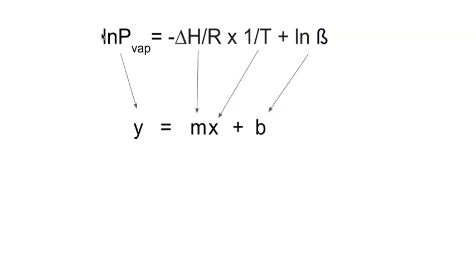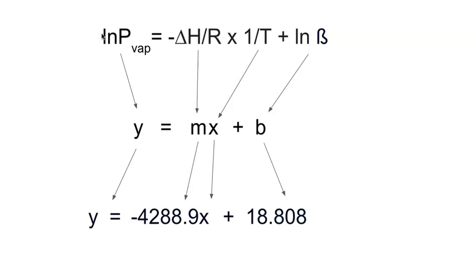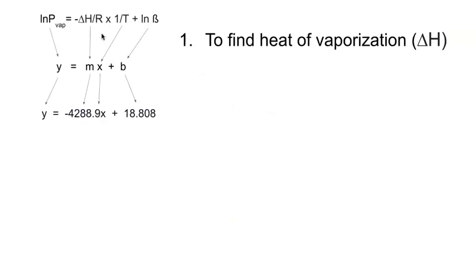And now, just to relate the slope-intercept equation to the equation that we were given in the original question, our y value is y, our m value is negative 4,288.9, our x value is x, and our b value is 18.808. All right. So now to start, we're first going to find the heat of vaporization, or delta H, as it's written in the equation.